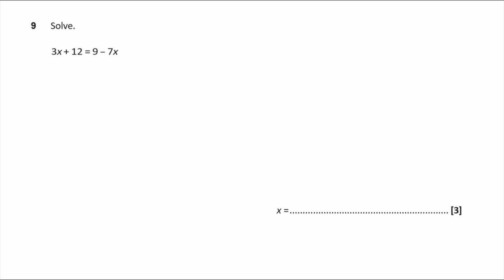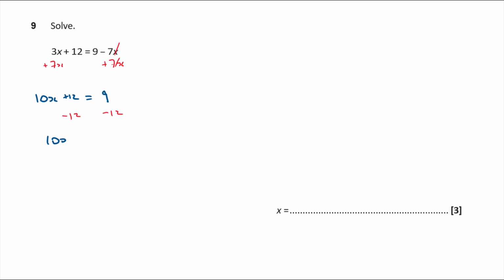Question 9, I have got a linear equation. Solve 3x plus 12 equals 9 minus 7x. Notice I've got unknowns on both sides here. So the first thing I'm going to do is get rid of that minus 7x on the right. And I'm going to do that by adding 7x to both sides. Okay, they'll cancel, leaving me with 9 on the right. And on the left, I'm going to get 3x plus 7x, which is 10x, plus that 12 that was already there. Okay. So next step is get rid of the 12, take 12 away from both sides.